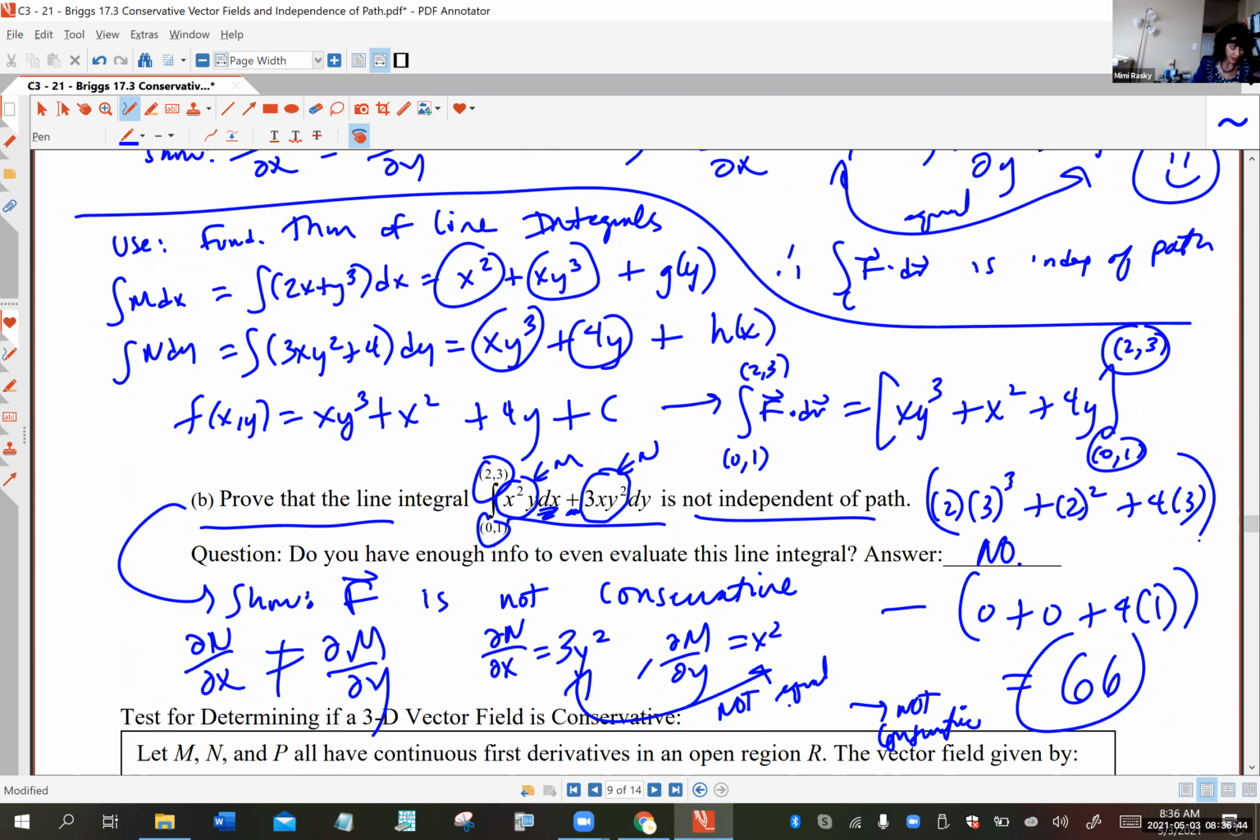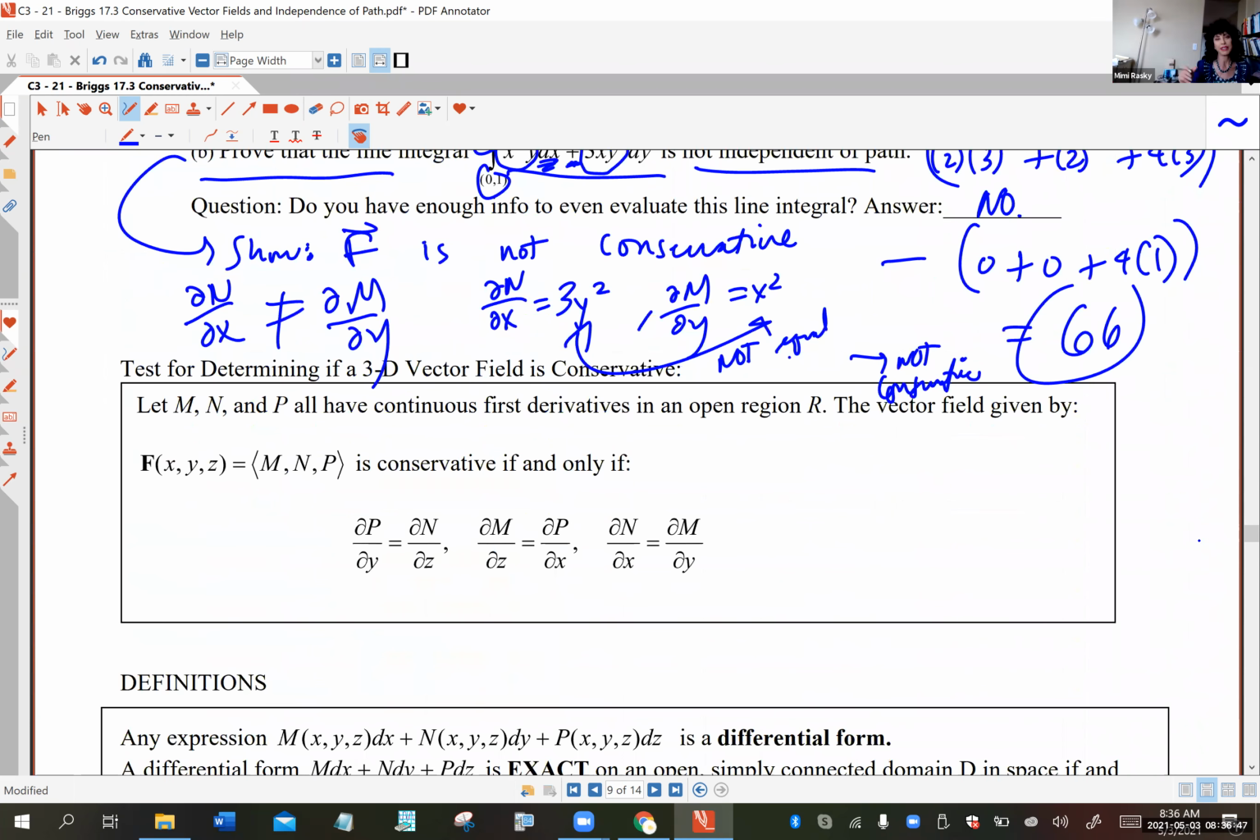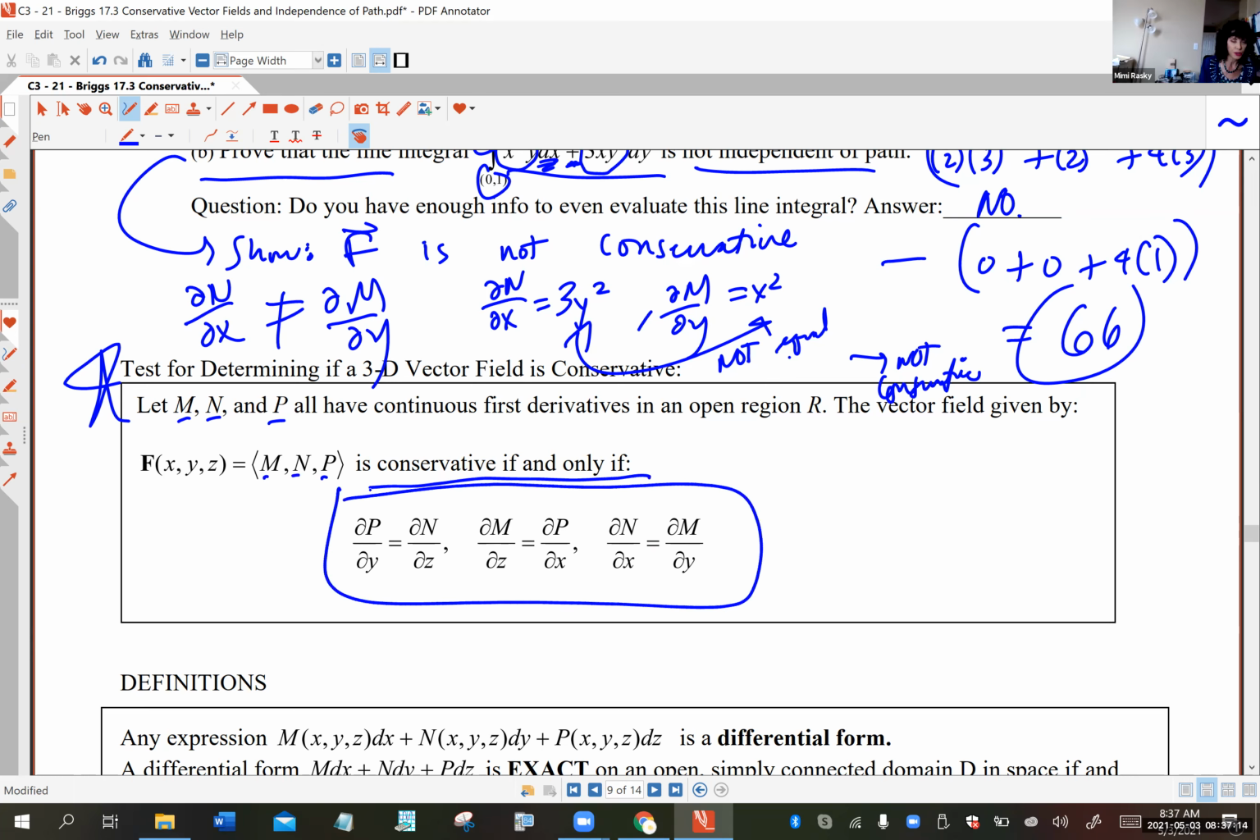So what's left? Well, there's a little bit of wrap up. I've got to tie up some loose ends for you. First of all, I haven't taught you how to show that a three-dimensional vector field is conservative or not. You got the 2D version, but not the 3D. So here we go. If M, N, and P have continuous first derivatives on your open region R, and those are the components of your vector field, your vector field is conservative if and only if all three of these things are true. Now, one of these things you've seen already.